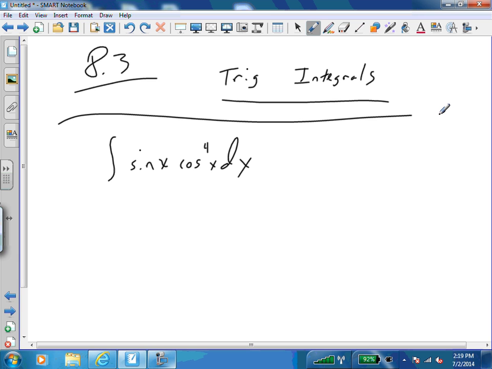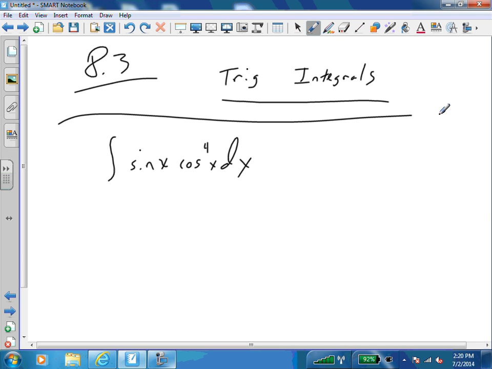So in this section, we're going to look at doing some trig integrals that we haven't done before. We've integrated sine, cosine, tangent, secant, cosecant, cotangent, secant squared, cosecant squared, cosecant cotangent, secant tangent. But here we're going to do some integrals that have combinations of sines and cosines and combinations of secants and tangents.